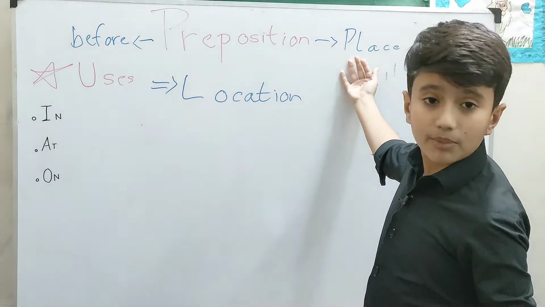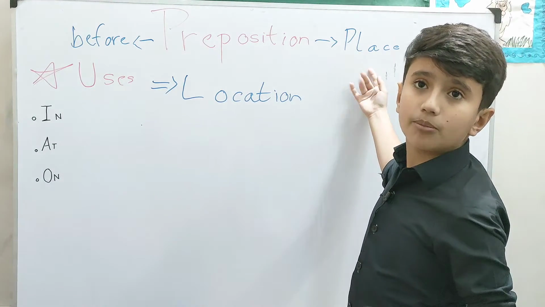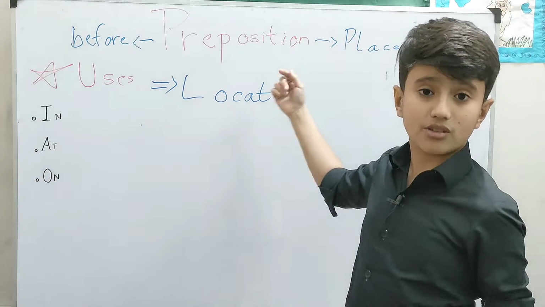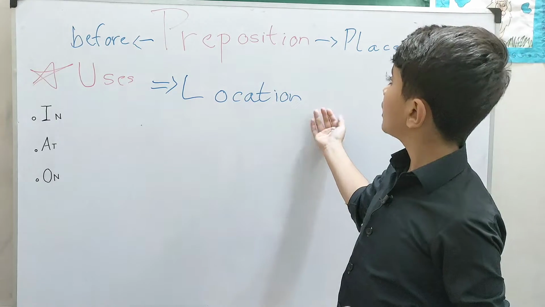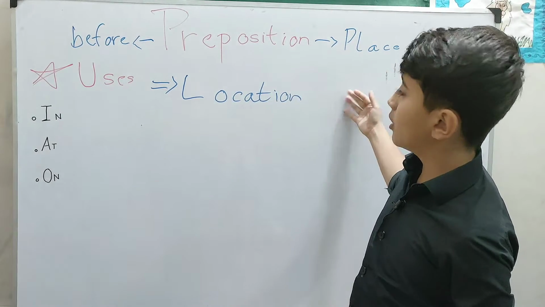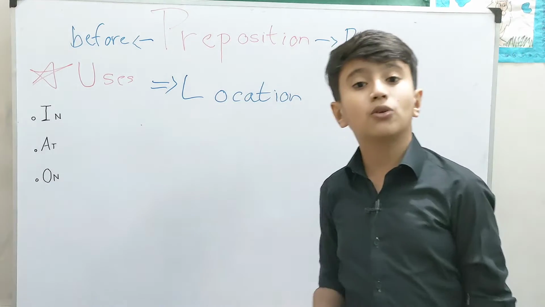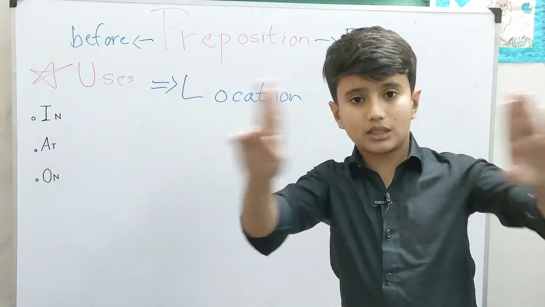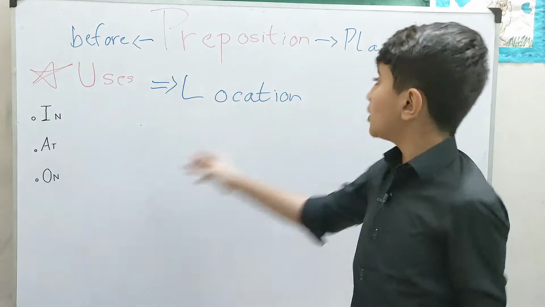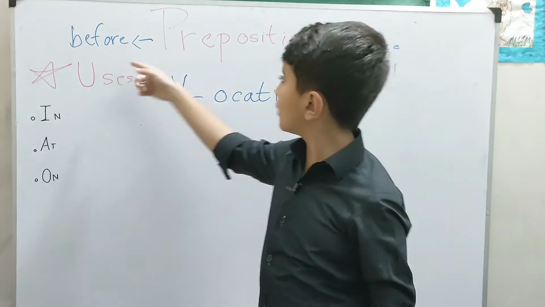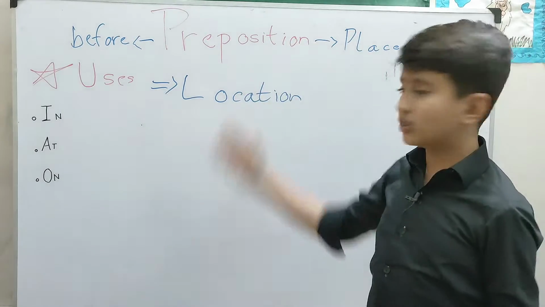Now, for example, if we say on the table, the table is the place, and what comes before it is known as the preposition. Like that is a sentence, the table. The table is actually the place, and what comes before it is known as a preposition.